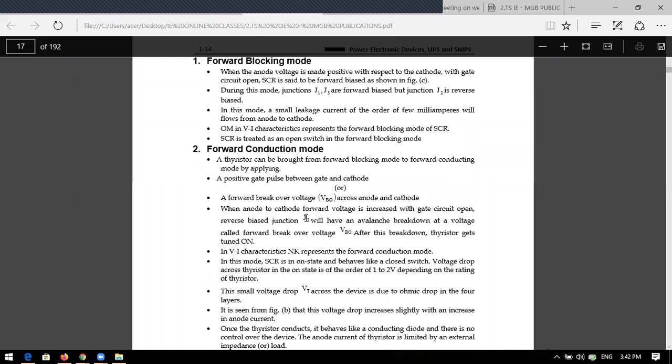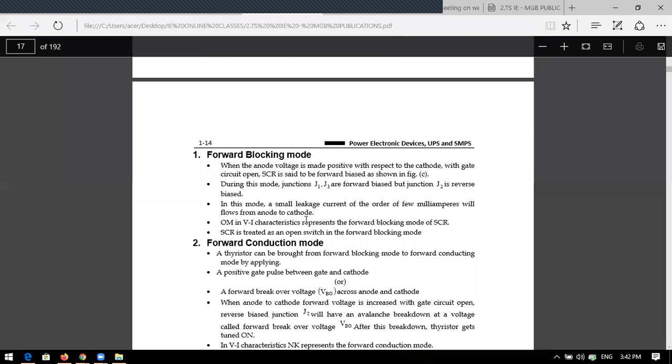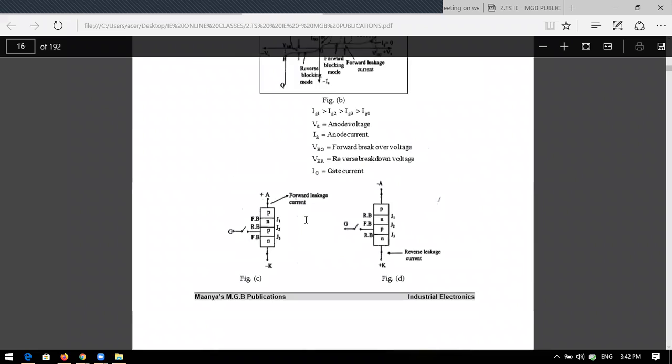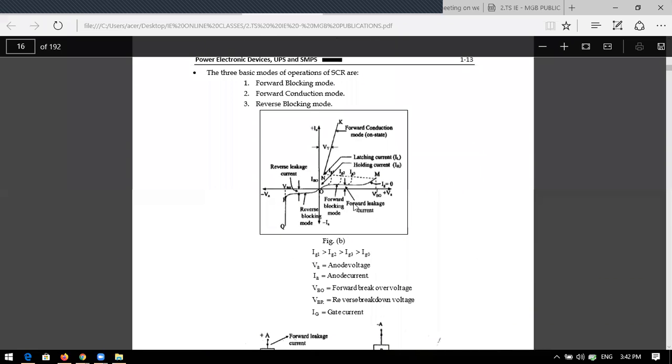So see here, we are discussing the VI characteristics of SCR: the forward blocking mode, conduction mode, and reverse blocking mode. In the forward bias mode we have two modes: forward blocking mode and forward conduction mode. And in the reverse bias we have one mode, which you can call the reverse blocking mode.